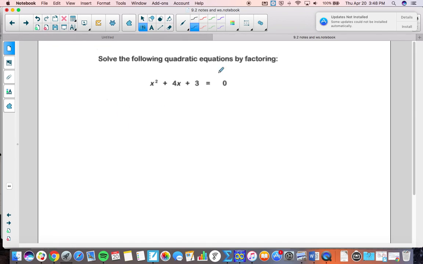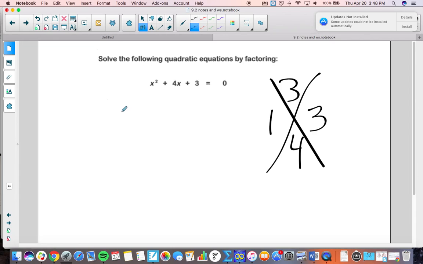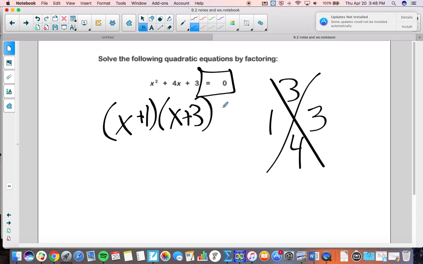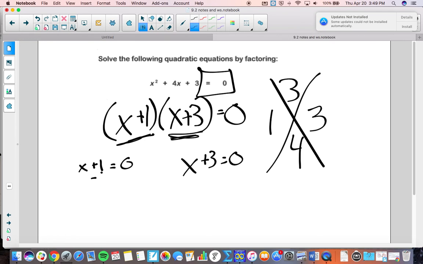So, solve the following quadratic equations by factoring. So we're going to factor. But then we're not done. We have to solve the equation. So it's factored as x plus 1 times x plus 3. But I have to drop down this equals 0. By the way, don't start factoring until it's set equal to 0. That's step number 1. So now take your 2 factors, factor 1, factor 2. Set each of them equal to 0 and solve each of them.